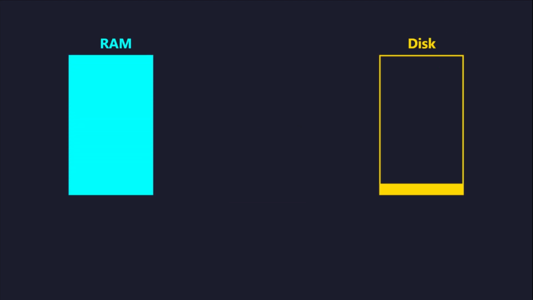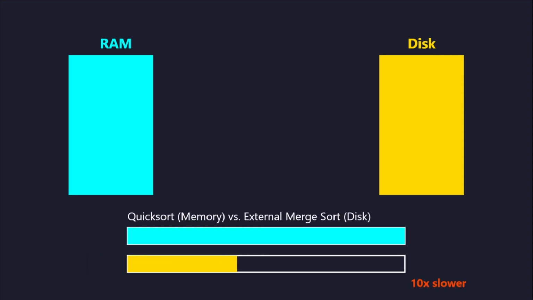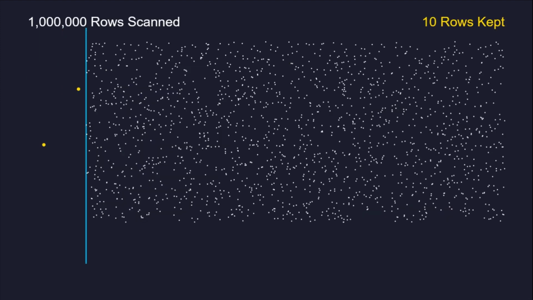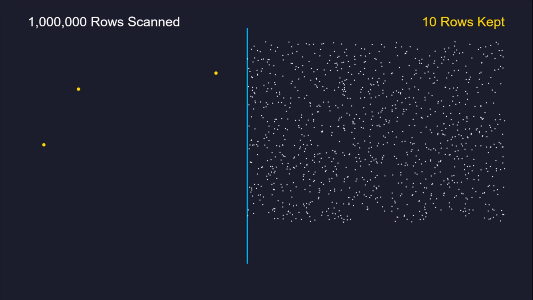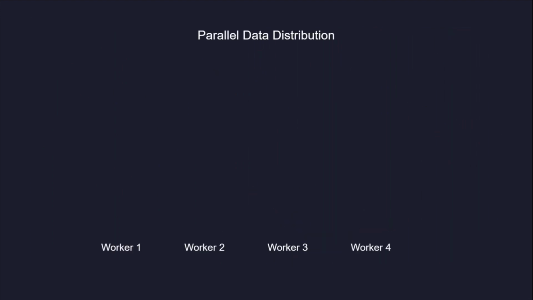When sorting cannot fit in memory, Postgres uses an external merge sort on disk. This is often 10 times slower than an in-memory quicksort. The buffers line shows shared hits versus shared reads. A high read count means the query is waiting for data to be loaded from storage. Look for the rows removed by filter metric. If a scan reads a million rows but only keeps 10, your index is not selective enough.